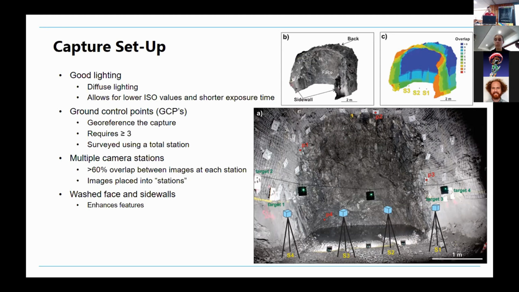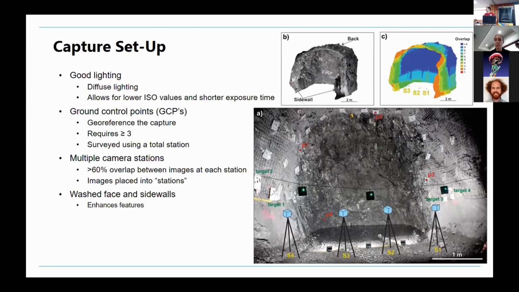Then the next thing to look at is using ground control points, which allows the capture to be georeferenced. You need at least 3 ground control points, but we use 4, so 2 on either side of the capture. So that's the ground control points there. There's 2 of them on either side. These are just surveyed using a total station.